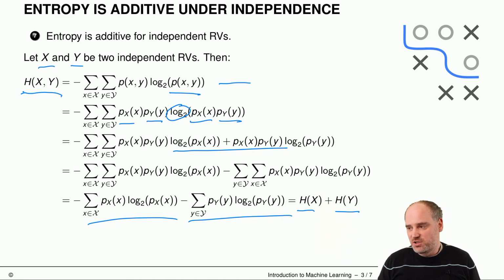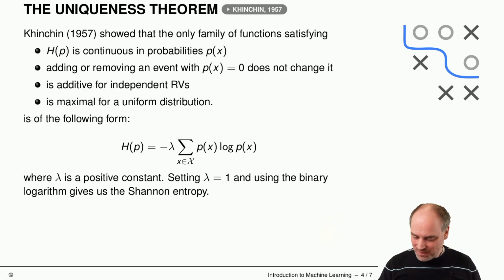So we basically just use two things. We use the fact that for independent random variables, the probability mass function factorizes into a product over the marginals, and we use the fact that the log function turns a product into a sum of the logs, and that's just it. So very simple proof. I guess you could have done this here even without me putting it on the slide.